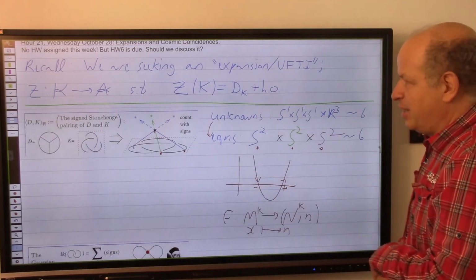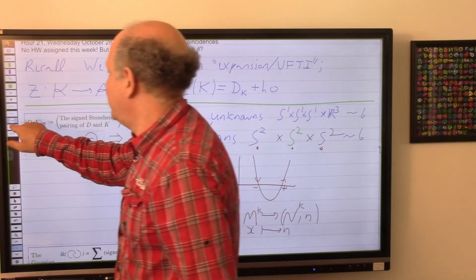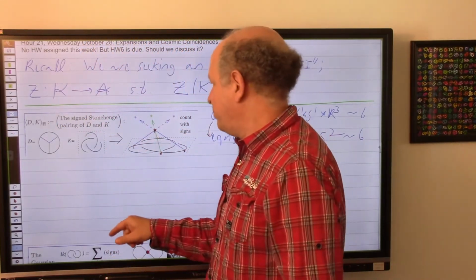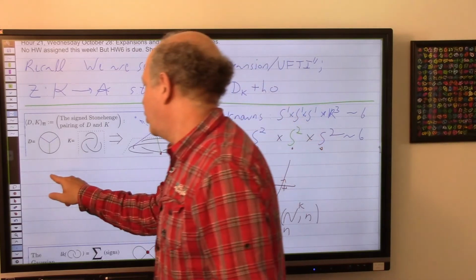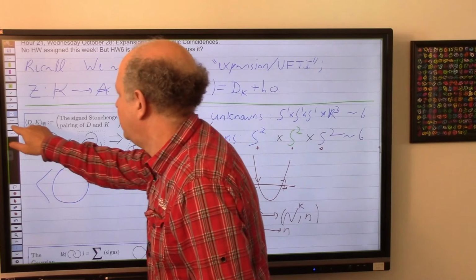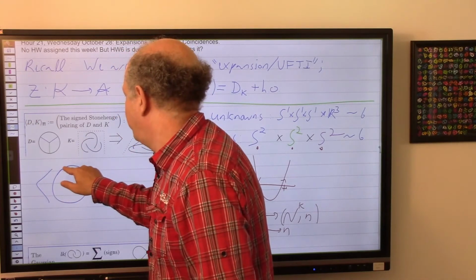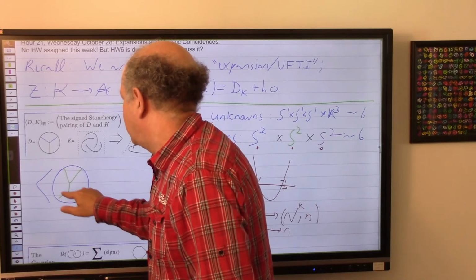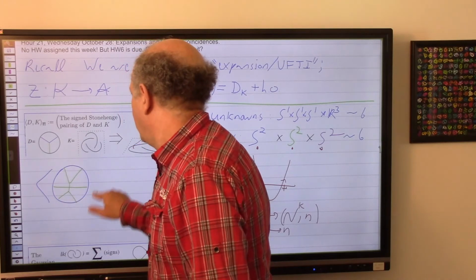Okay? Now, the same Stonehenge pairing in fact makes sense for other diagrams. So in fact I could compute the Stonehenge pairing equally well of, say, this diagram with any knot.